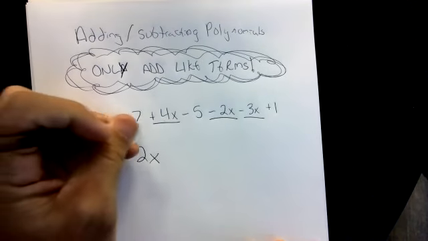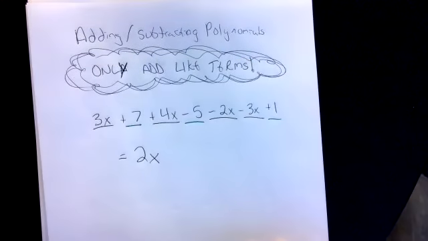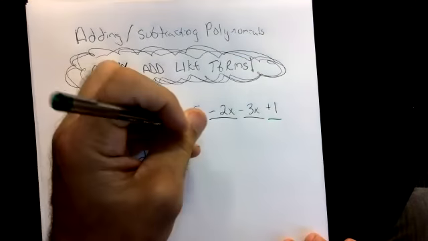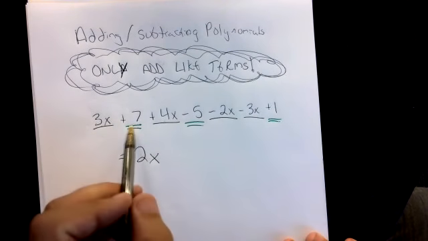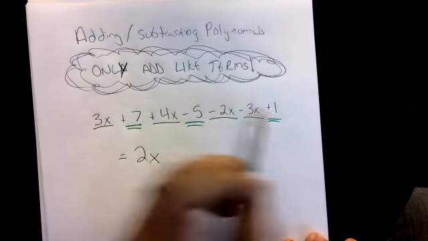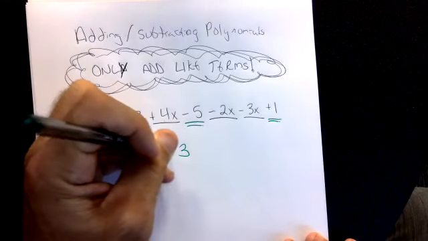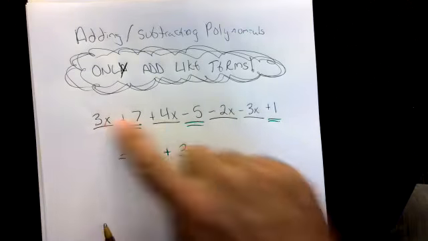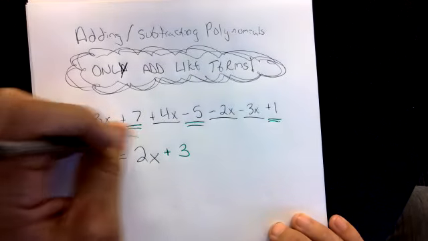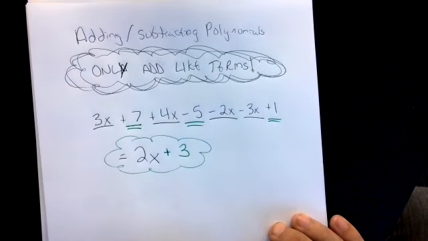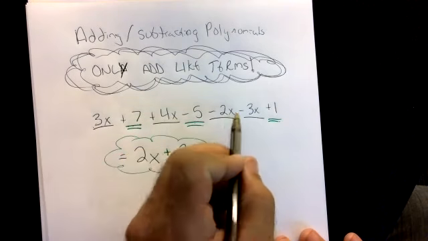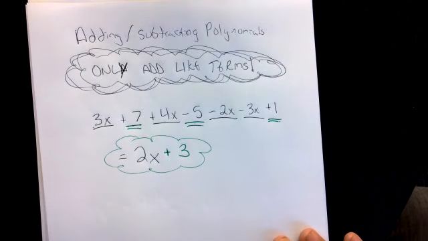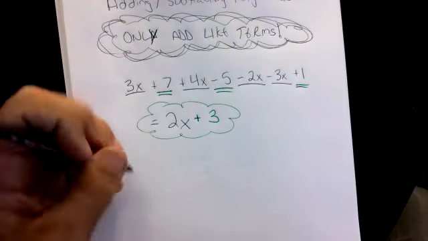Okay, same game. Any of the numbers with no variables, those are called constants. Okay, we can combine those. So the positive 7, the negative 5, and the positive 1. So 7 plus negative 5 is 2. 2 plus 1 is 3. So we can combine this or simplify this by combining our like terms. When you combine your like terms, you simply add or subtract the numbers in front, and you keep the variable as it is. So they're going to give you some stuff like this.